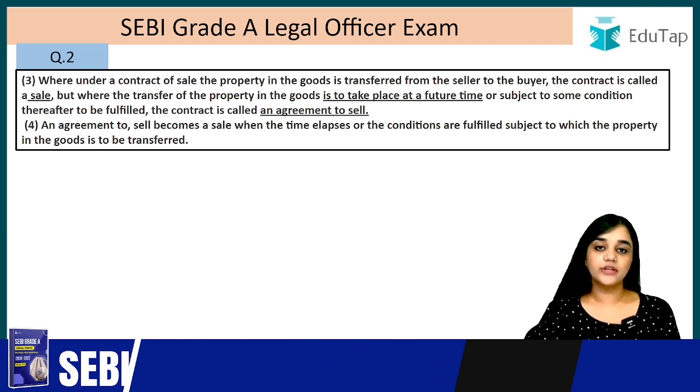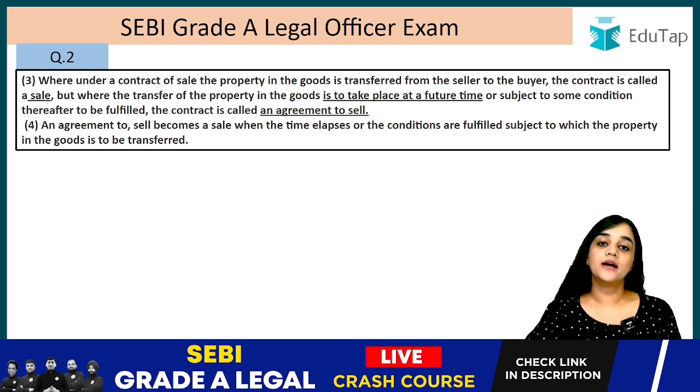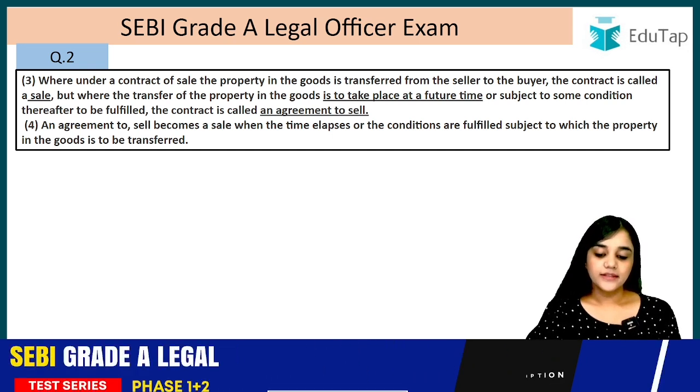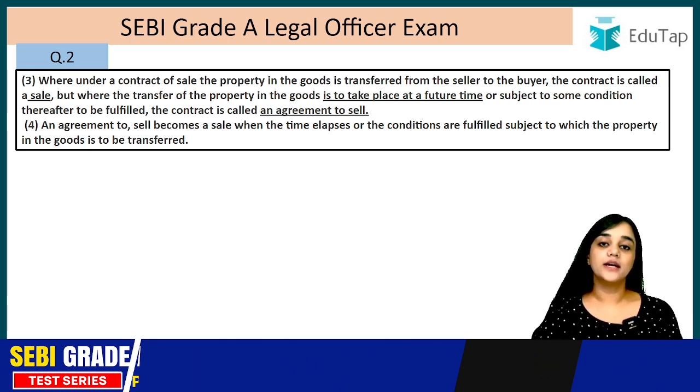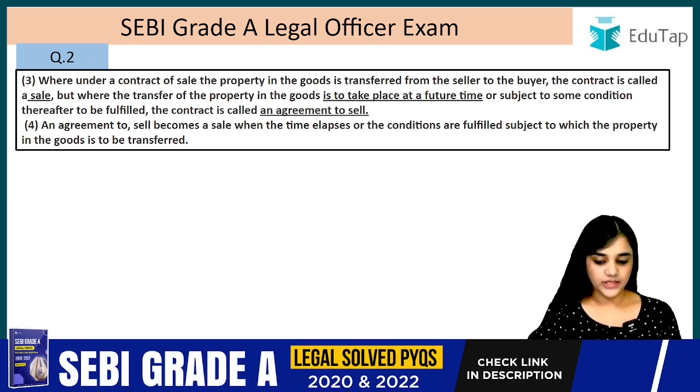If it takes place in a future time or is subject to some conditions, it could be time bound, like it will happen after 3 months, or it could be dependent on a condition. In that case, the contract is called an agreement to sell. So if it is happening immediately, it is a sale, and if it is dependent on a condition, or if it is happening in future, the parties have just agreed, then it is what? Then it is an agreement to sell.